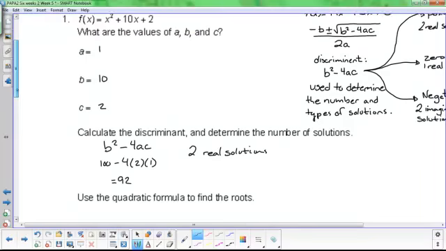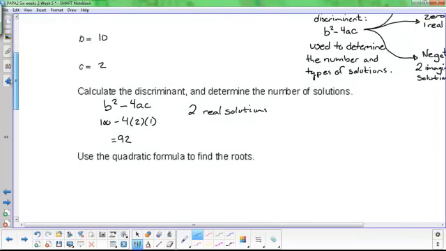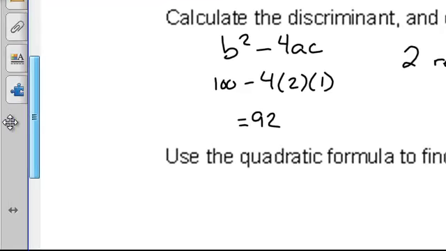Now looking back on this, is this a factorable problem? Well, let's determine that. 2 times 1 is 2. Which two factors of 2 add up to 10? The answer is there aren't any. So this is not a factorable problem. Instead, we have to use a different means, and that different means is the quadratic formula.